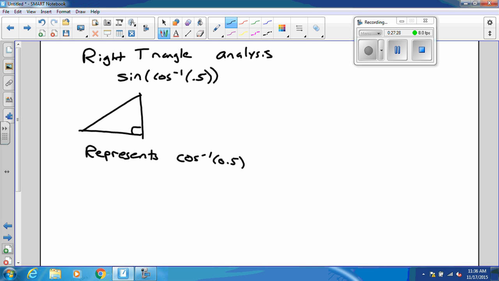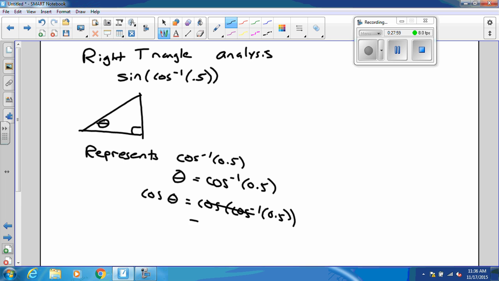Now, how do I draw this triangle so it represents the inverse cosine of 0.5? The inverse cosine of 0.5 is going to be an angle, because that's what inverse trig functions do. They give you angles. And the angle that we're talking about is the angle in a right triangle so that the cosine of that angle is exactly equal to 0.5. How do I know that? Because if I set theta equals inverse cosine of 0.5, and I take the cosine of both sides, then I get cosine theta is equal to 0.5.